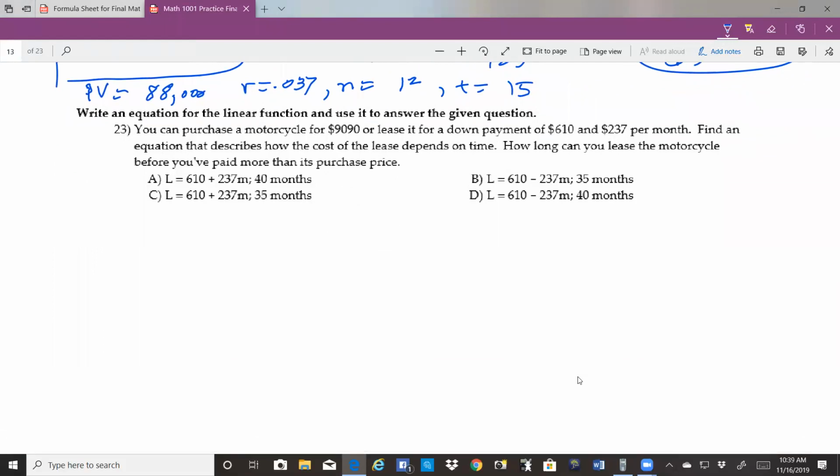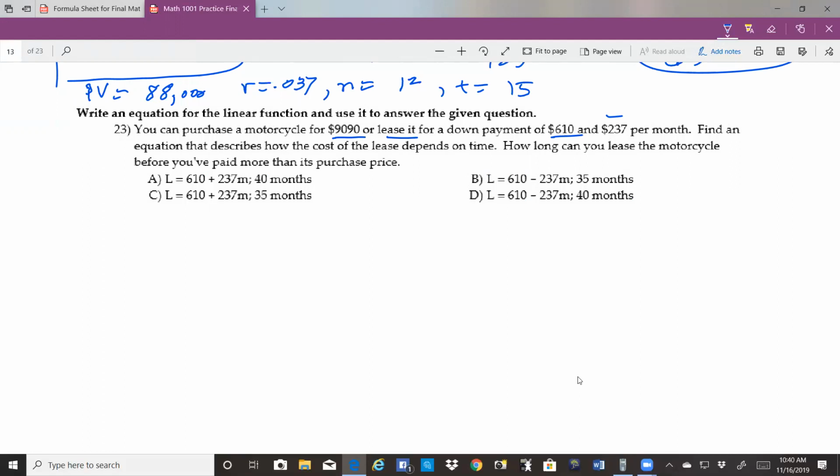Number 23, we have a linear function. We want to answer the question below. You purchase a motorcycle for $9,090 if you purchase it, or you can lease it for putting down $610 and then paying $237 per month. Find an equation that describes how the cost of the lease depends on time.